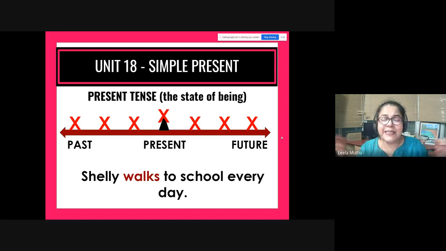So when you have a habit, you can represent it this way, where the X is there in the past, because you walk to school every day in the past. You walk to school every day in the present. And you walk to school every day. You will walk every day in the future. So you can represent a daily habit this way on a timeline. So Shelley walks to school every day. It means it's a habit. It happened in the past, it is happening now, and it will happen in the future. A habit, okay?